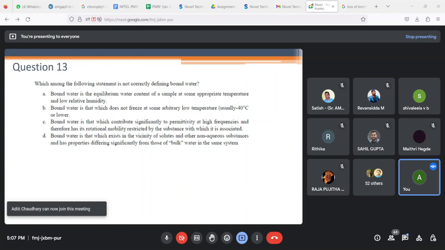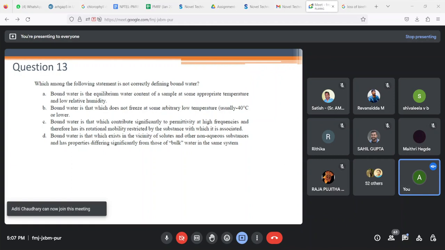And B is also correct, because since bound water is present inside your tissues, inside your food products and everything, it does not freeze that easily at low temperatures, like say minus 40 degrees Celsius or so. Bound water will always remain liquid at such low temperatures because it is always present next to solutes. So what happens to the freezing temperature when you have solutes? This is a concept that we've learned in high school. What happens to water's freezing temperature when you have solutes? It decreases.